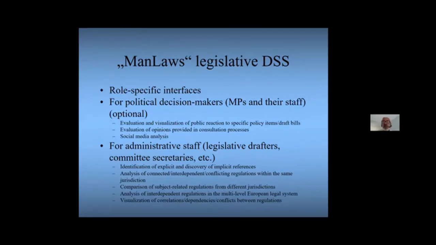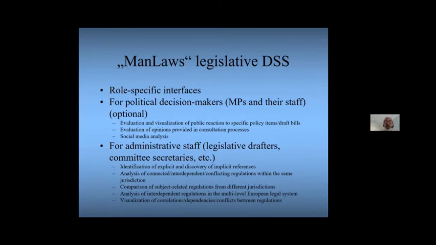So the idea was to provide specific interfaces for political decision makers, for administrative staff, and of course a general interface for the general public, providing them with different kinds of information about legal documents, about legal processes, legal procedures, and even civil society discussions on legal issues from the European and the national levels of the European Union.